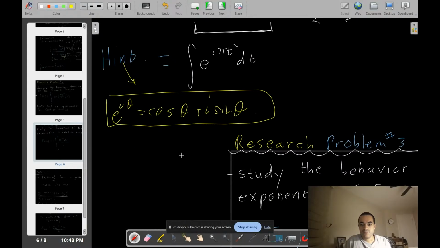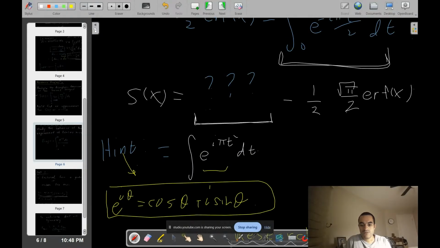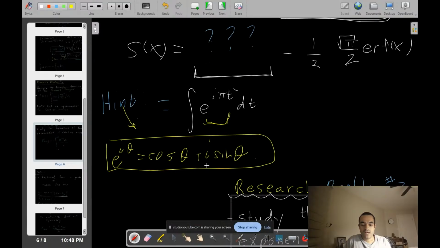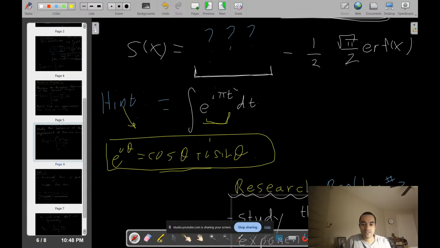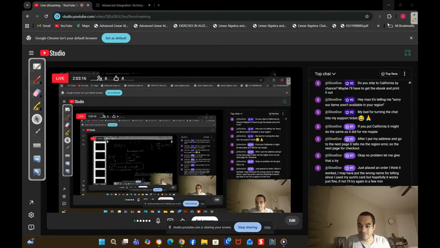For the 2nd problem, I gave you a hint. This guy here can be replaced with Euler's identity, cosine theta plus i sine theta. Just replace theta with pi t squared, and you can figure out how to do that. What you'll find interesting is that inside, with pi t squared, you get a complex integral containing the sine and cosine Fresnel integrals, which gets pretty interesting.